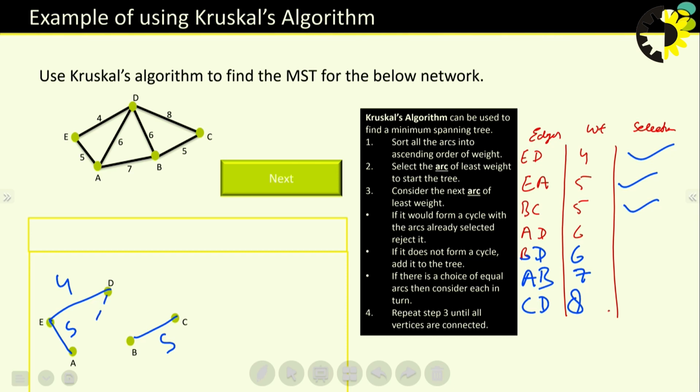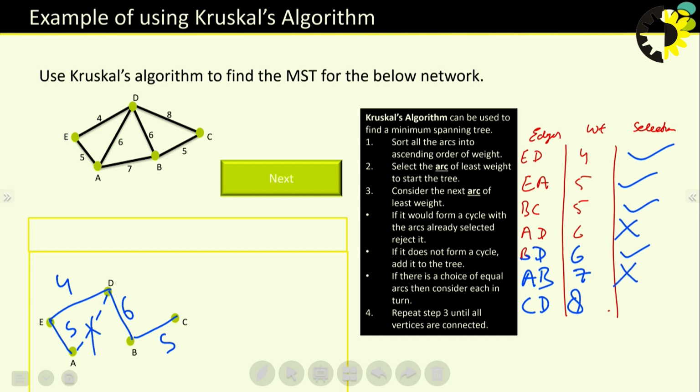then a circuit will be created. That's why we will not consider it. Then BD, 6. Then we will select the BD. It has the 6 value. Through the BD, we will not create any circuit. Then AB. If we select AB, then a circuit will be created. That's why we will not select the AB.